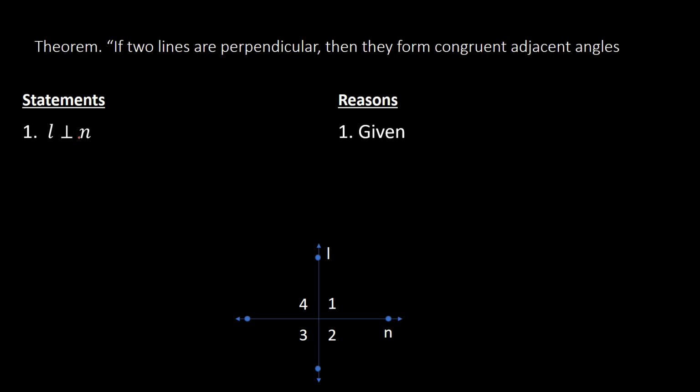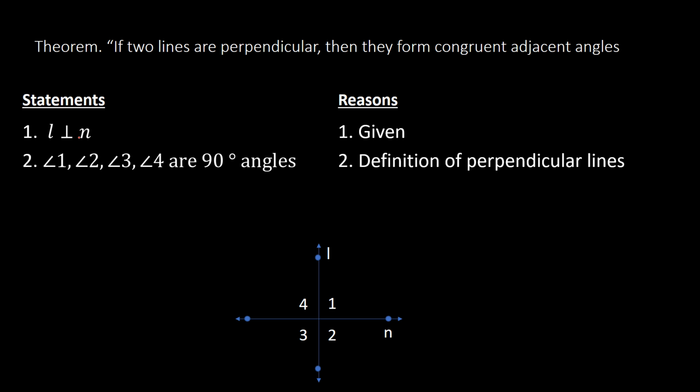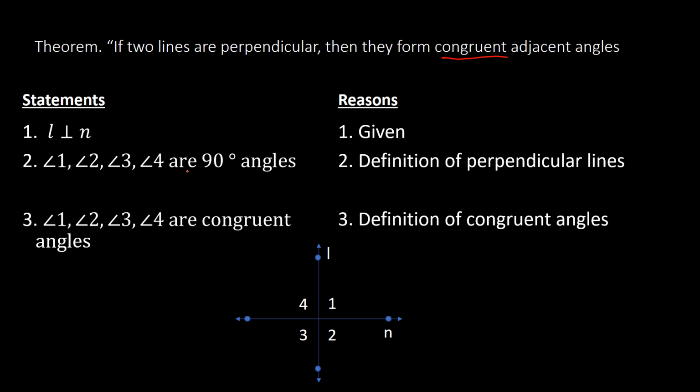Well, the definition of perpendicular says that we have 90 degree angles. So we know that angle 1, 2, 3, and 4 are all 90 degrees. And the reason we know that is because that's your definition. And then if they're all 90 degrees, based off the definition of congruent, we can conclude that all of these angles are congruent, because congruent means that all the angles are the same measure. So we can finish by saying angle 1, 2, 3, and 4 are all congruent angles. And that is because that's what congruent means. That is your definition of congruent angles.